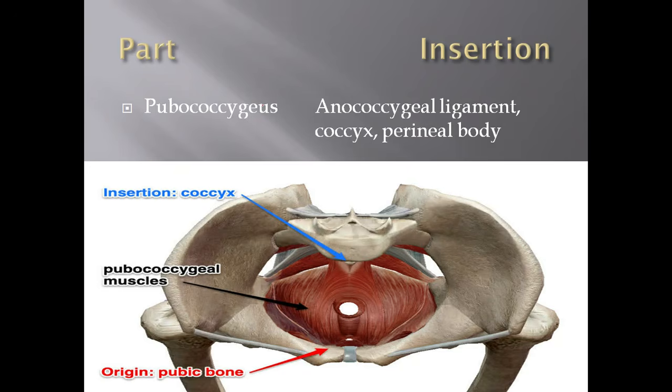Next is the pubococcygeus. The pubococcygeus is inserted at the anococcygeal ligament, the coccyx, and the perineal body. So this is the pubococcygeus muscle, and it is inserted at the anococcygeal ligament and the coccyx. You can see the coccyx is around here. It inserts around here, and the perineal body.